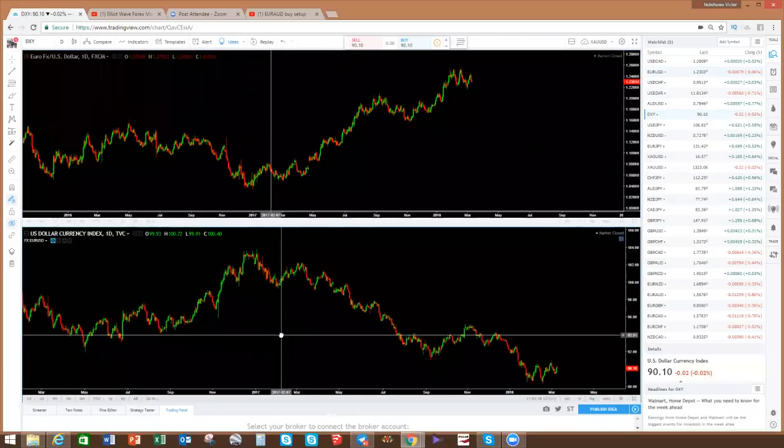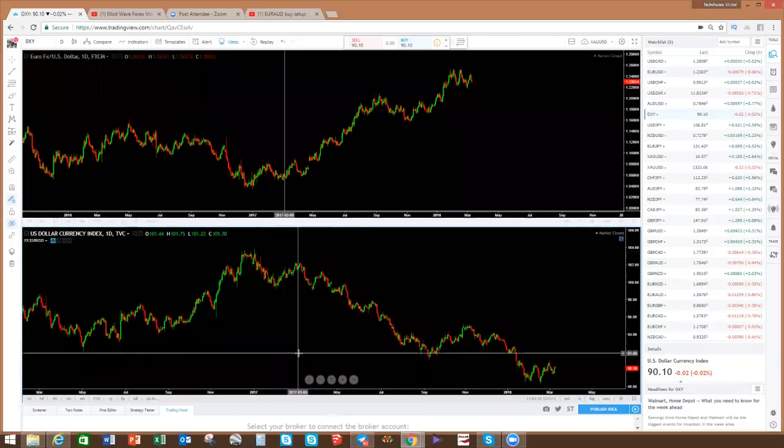All right, so this is the Euro US dollar and the US dollar currency index correlations.